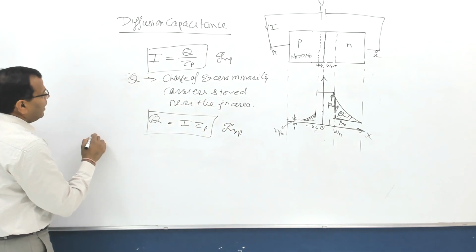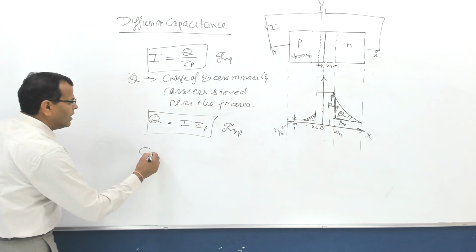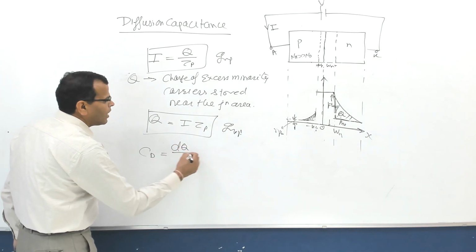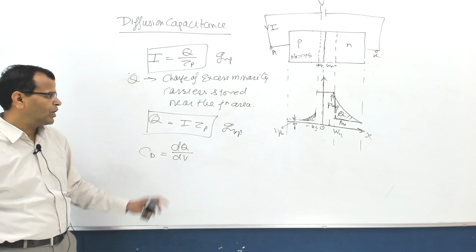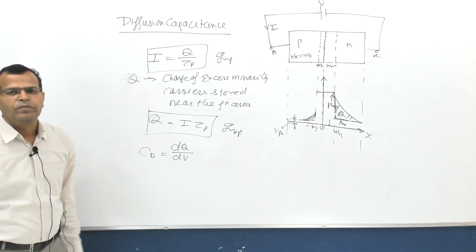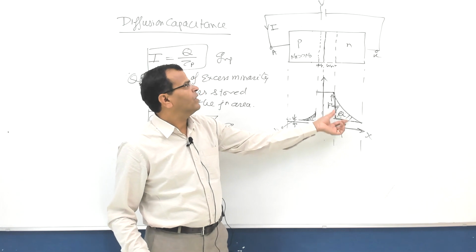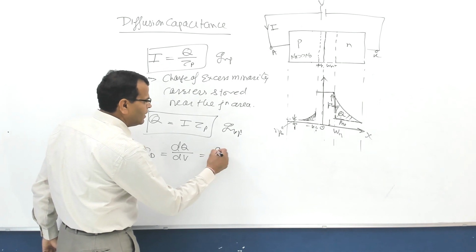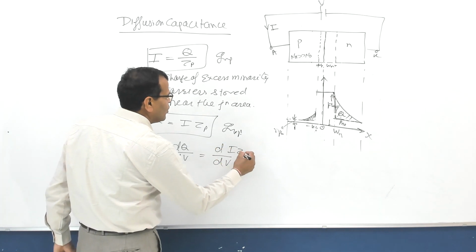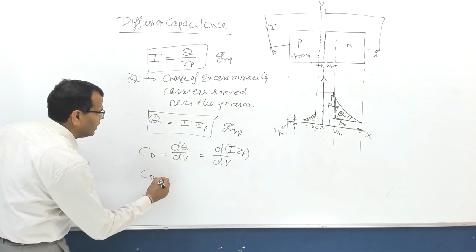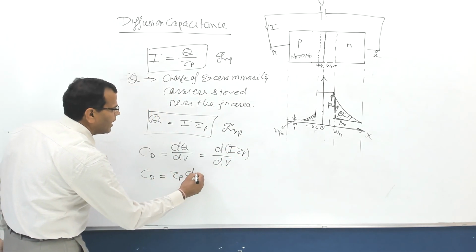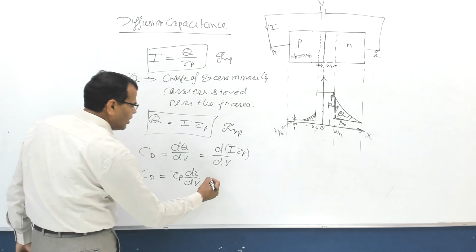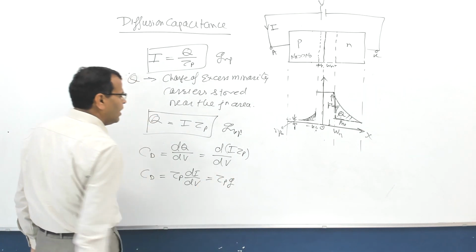Now let us talk about diffusion capacitance. The diffusion capacitance is defined as the rate of change of stored charge per unit change in the voltage across the diode. That is dQ upon dV, that is d upon dV of I into tau P. This gives CD equal to tau P can be taken outside, dI upon dV, and you know what is dI upon dV? That is dynamic conductance, so that is equal to tau P into G.